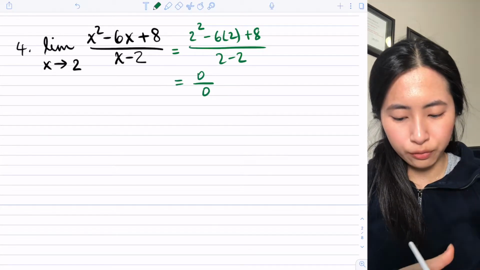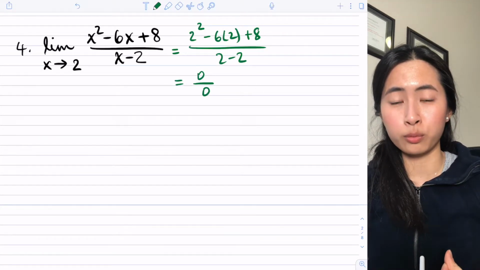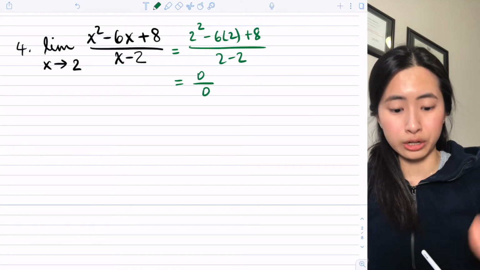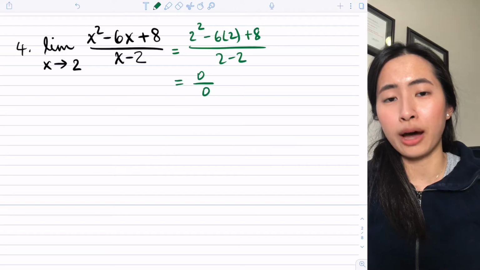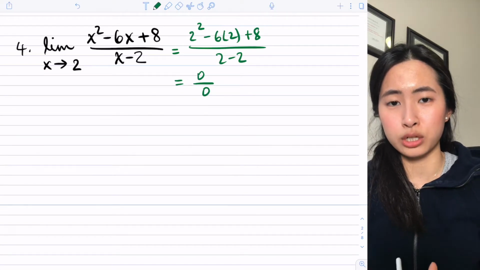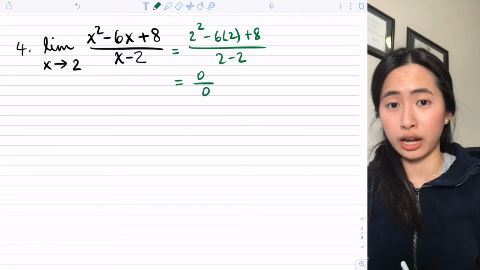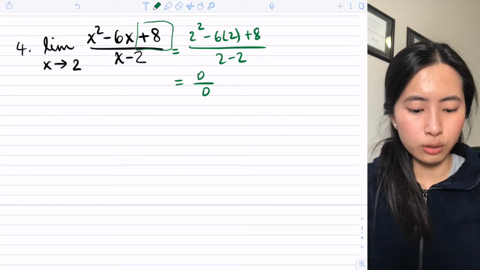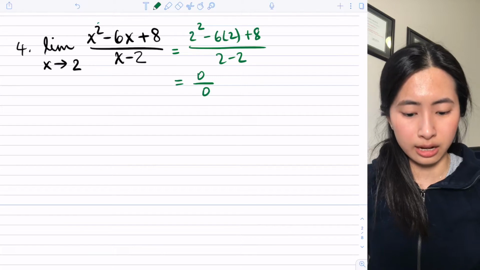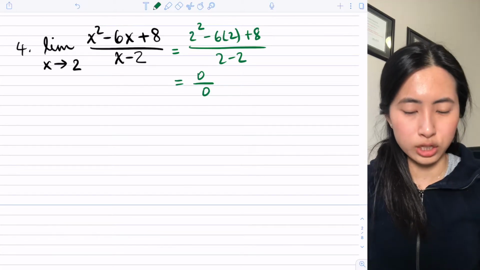Now, in order for us to get rid of this indeterminate form, we can actually factor our numerator, which is x squared minus 6x plus 8. And just as a recap, how do you factor quadratic expressions? You would have to think of two factors. When you multiply them together, you get positive 8, and when you add them together, you get negative 6, which is the coefficient of x.